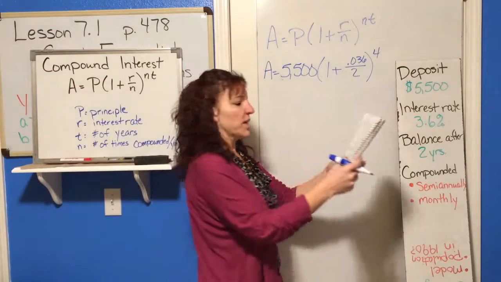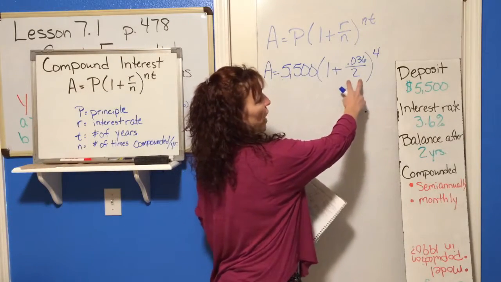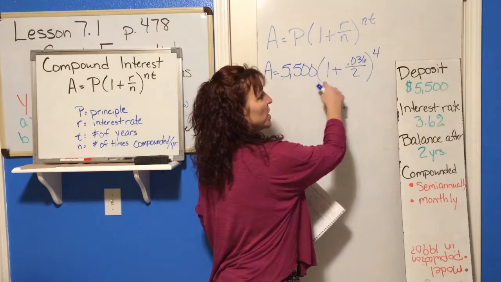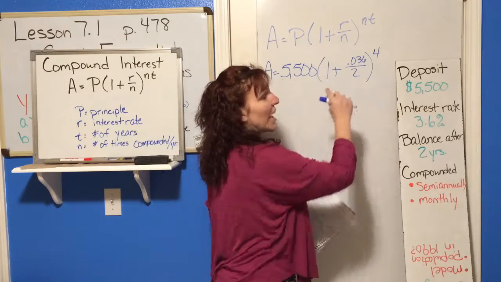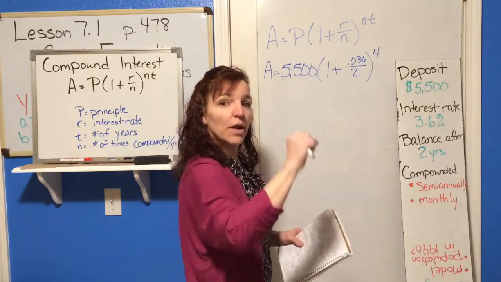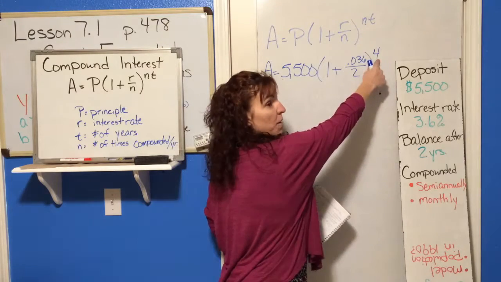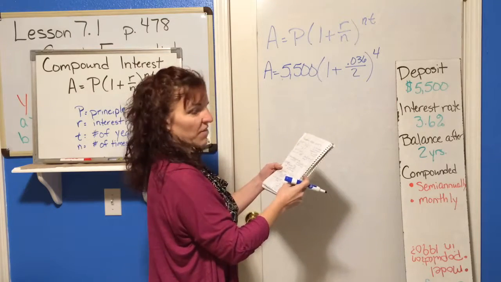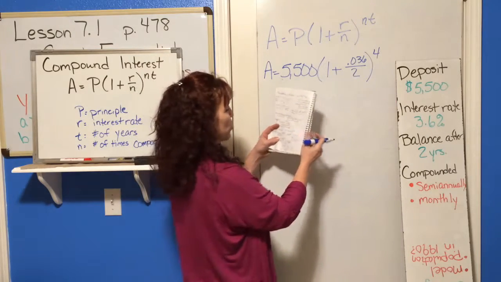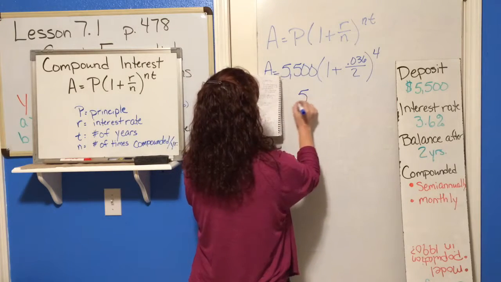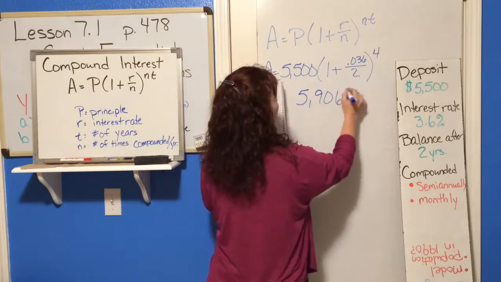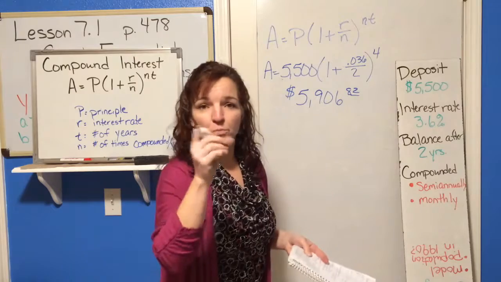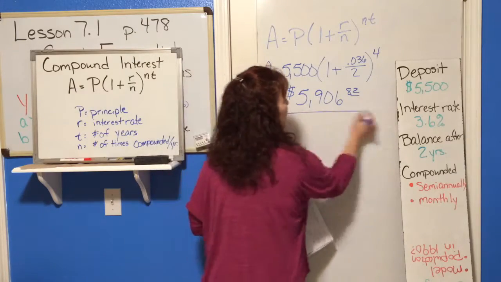So while I'm finding it, you plug it into your calculator. What I would do is start with the fraction, put 0.036 divided by 2, take that answer plus 1, take that answer and either use your x to the y button or your caret button and take it up to the 4 power. Get that answer, take it times 5,500, and you should end up with $5,906.82. You will need to round these because we don't use portions of pennies. So there you go. That's your first answer.